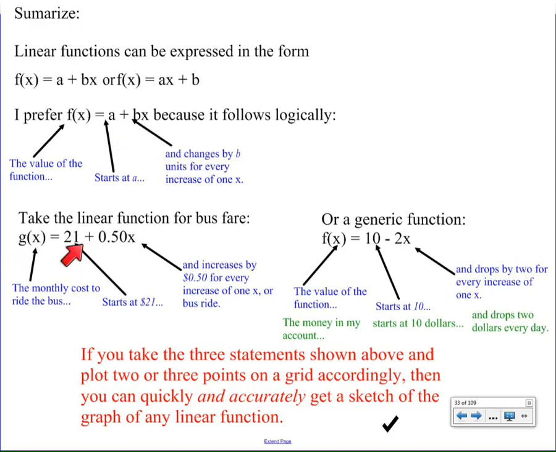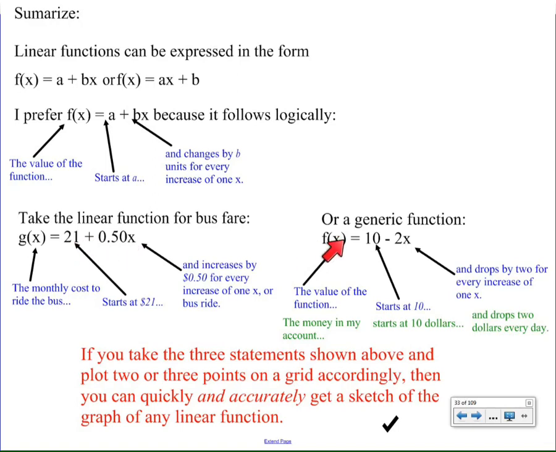So anytime you see a linear function, if there's already context, it should be easy to understand as soon as you put it in context. The monthly cost to ride the bus starts at $21 and increases 50 cents for each ride that you take.